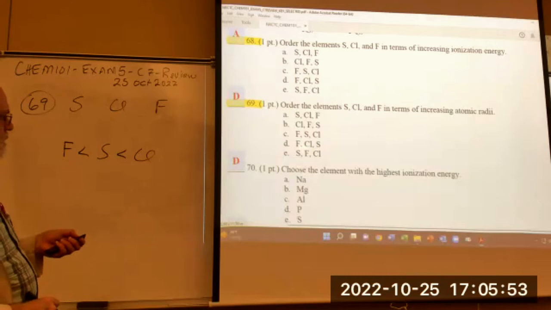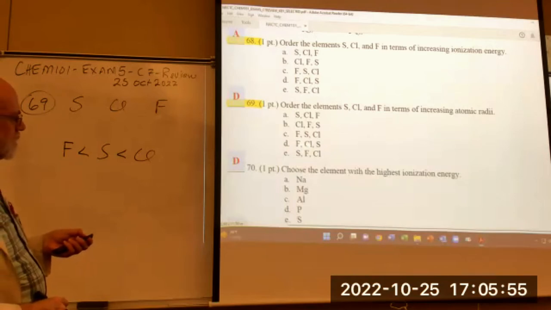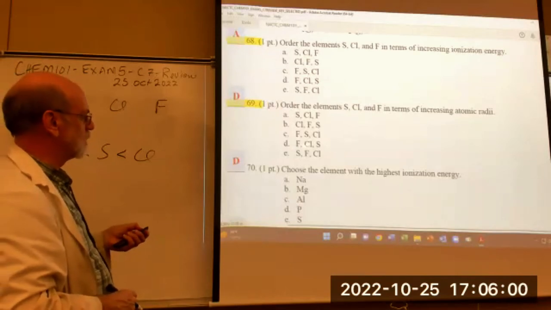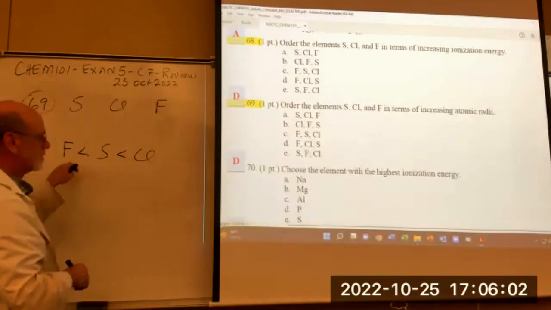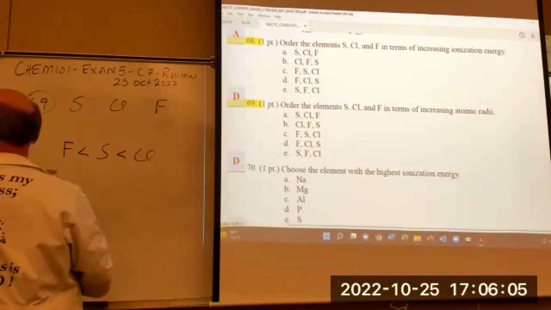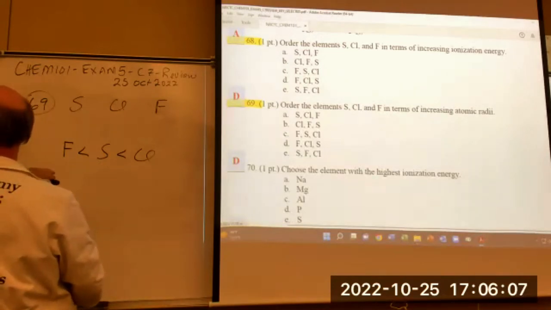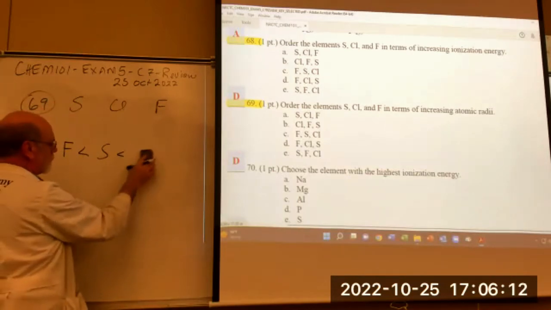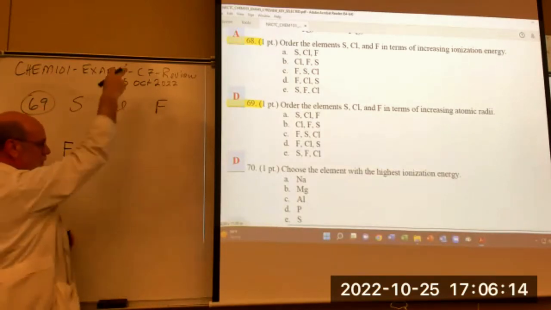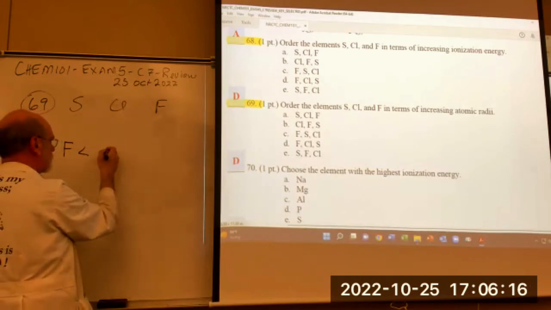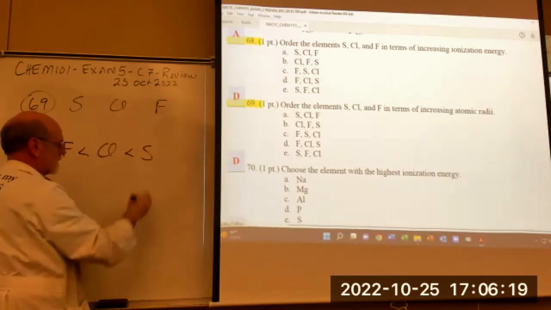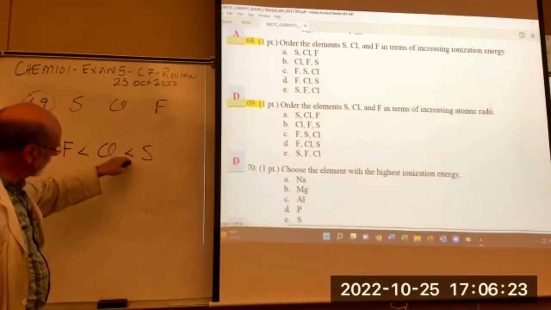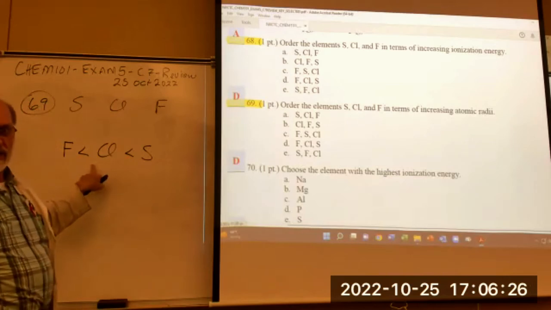Hold on a second. Why does that say fluorine, chlorine, sulfur? Oh, increasing atomic radii. They're right. Fluorine, chlorine, sulfur. That's correct. We go down to increase for chlorine, and then to the left to increase for sulfur.